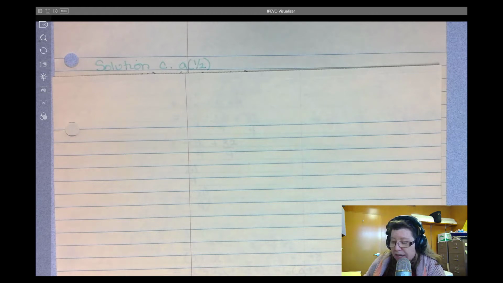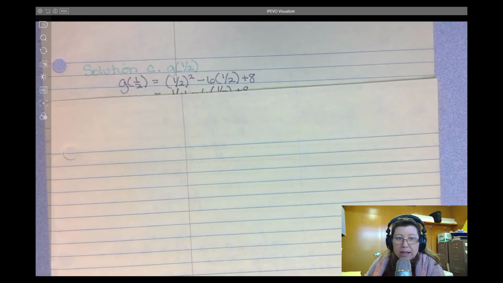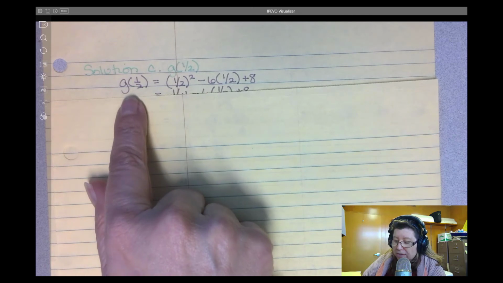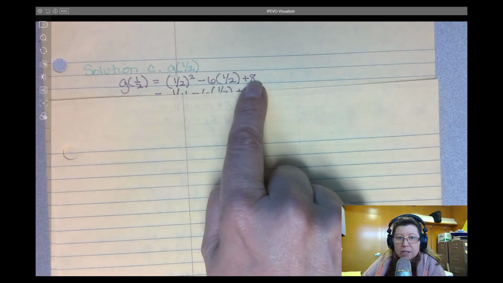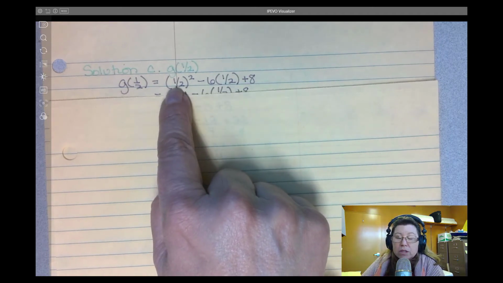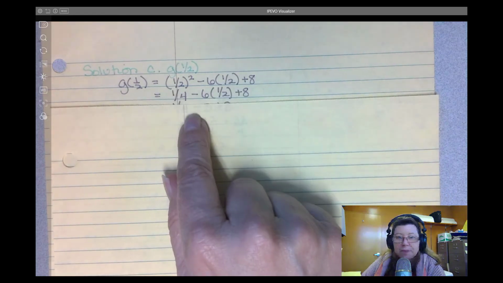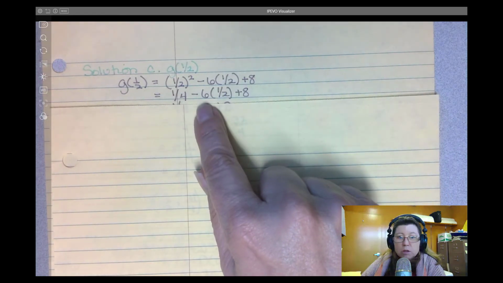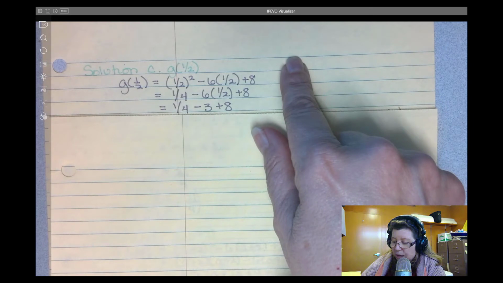All right, g of 1/2. 1/2 is pretty doable, so I'm going to leave it as a fraction. Wherever I see an x, I'm going to plug in that 1/2. So g at 1/2 is 1/2 squared minus 6 times 1/2 plus 8. 1/2 times 1/2: 1 times 1 is 1, 2 times 2 is 4, so that's 1/4. Next step, multiply this 6 by 1/2. 6 times 1 is 6, divided by 2 is 3, so this becomes a negative 3.